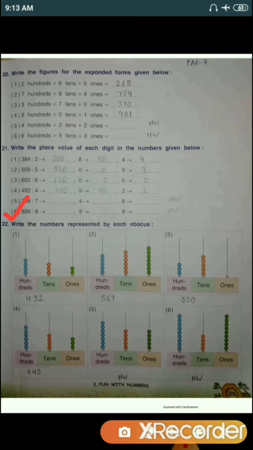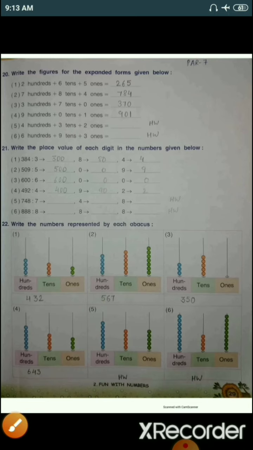Now question number 22. Write the numbers represented by each abacus. Now you can see here the abacus are represented on this page. With the help of beads and with the help of place value, we need to write it in number form. So let's begin with number 1. The place values are ones, tens and hundreds. Now we are going to count the beads.